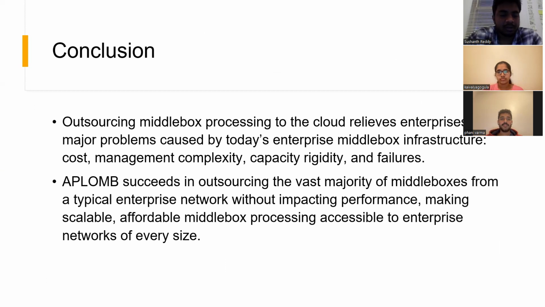And the conclusion: Aplomb addresses critical challenges in enterprise networking by effectively outsourcing middlebox processing to the cloud. This strategic move alleviates key issues associated with the traditional middlebox infrastructure, including high cost, complex management, inflexible capacity, and potential failures. By successfully offloading the majority of middleboxes, Aplomb ensures optimal performance without compromising scalability or affordability.